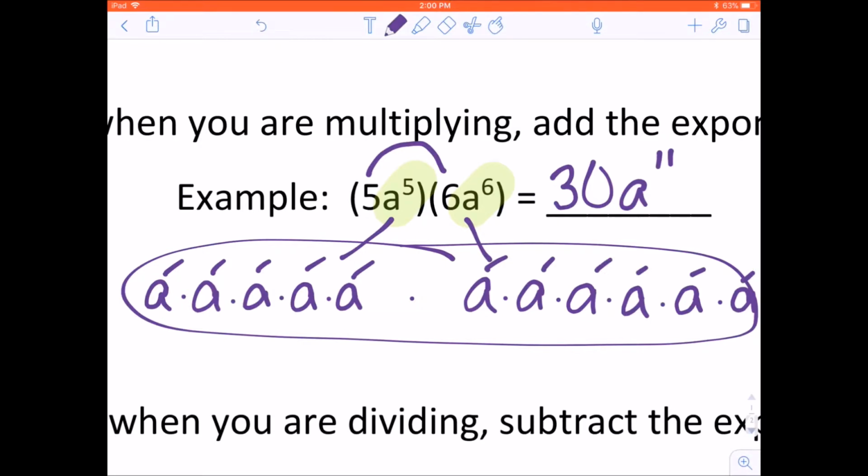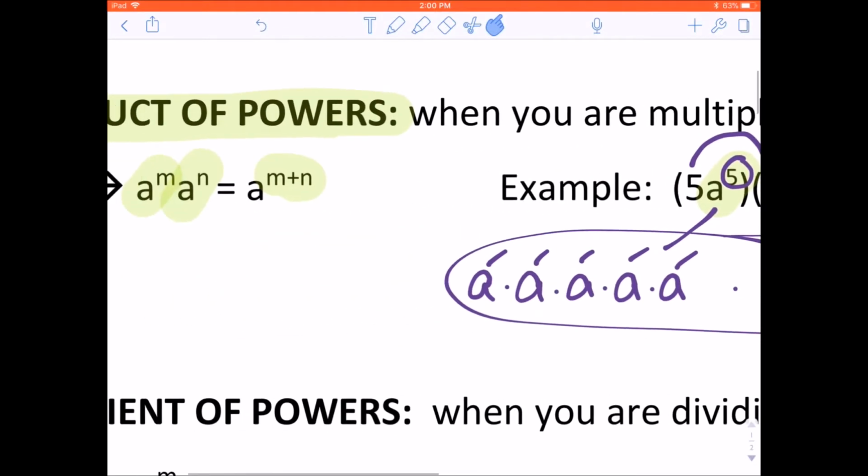So when you're doing these examples today, think of two things. Start with the big numbers. Those are our coefficients. We multiply those the regular way we've been multiplying numbers our whole life. But then when you multiply your exponents, remember the rule, you're adding the exponents.